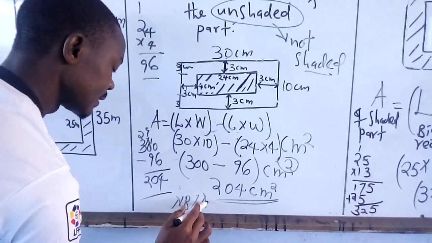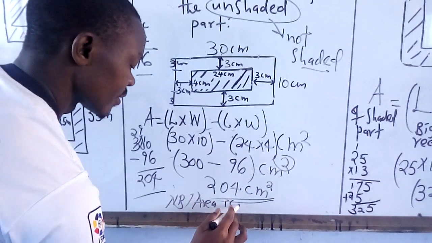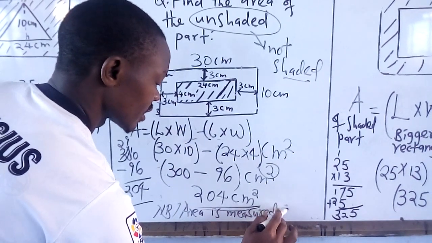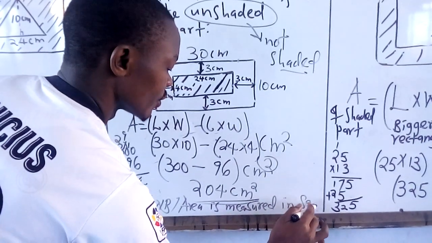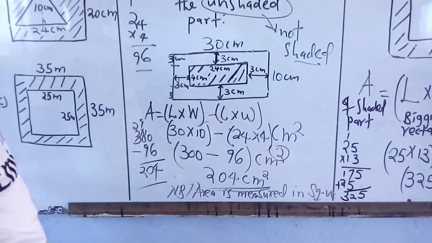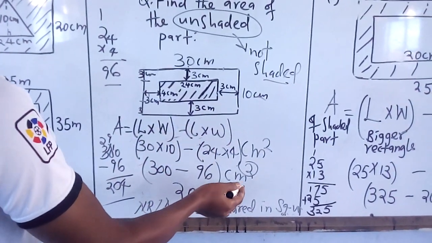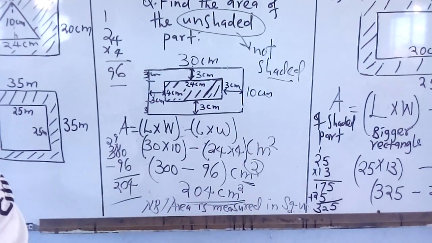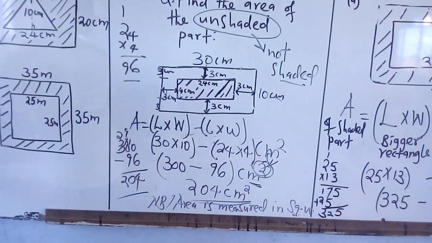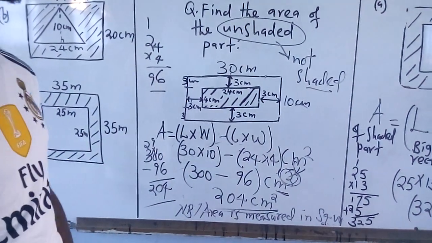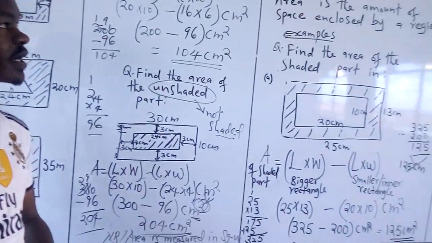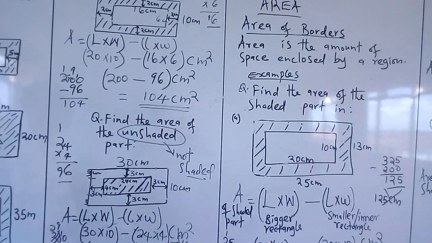Note that area is measured in square units. Area is measured in square units, meaning if it is centimeters like this one, you talk of square centimeters. How are we going to know that this is a square unit? The small 2 here. So area is measured in square units. So up to there, you are able to calculate the area of different shapes and the area of borders as per the figures that you'll be given.